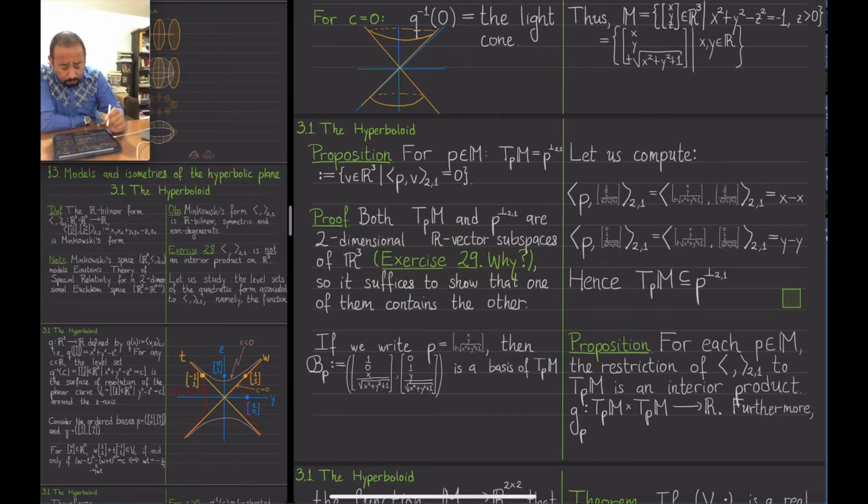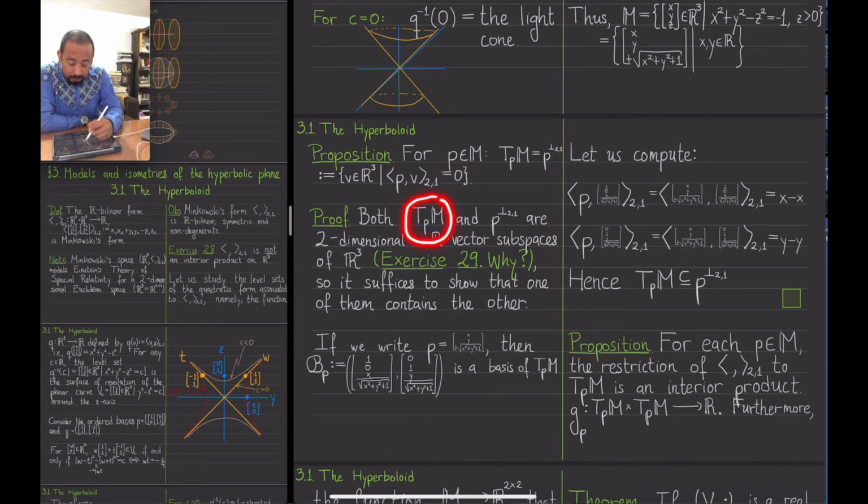So they are both two-dimensional, and this means that to prove the equality, it suffices to show that one of them is contained in the other. So let's show that this one is contained in this one. That seems to be the easy part, because then we will only need to check that any element here, when you do something, you get 0.